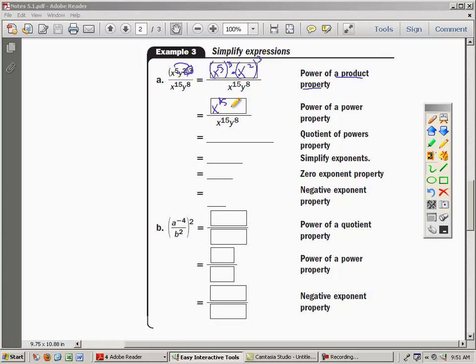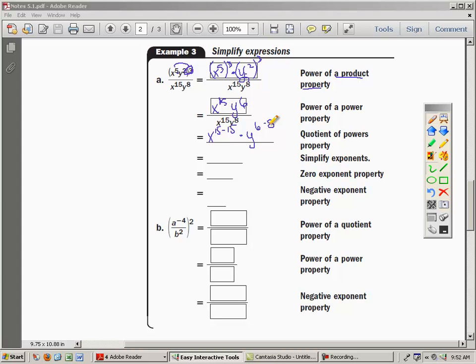Sorry, I got to go back up here and fix this. I don't know why I wrote a y here. It's supposed to be a y there. And so this becomes y to the 2nd to the 3rd, which is y to the 6th. So we have x to the 15th times y to the 6th. And then the quotient of powers property says that this is x to the 15 take away 15 times y to the 6 take away 8.